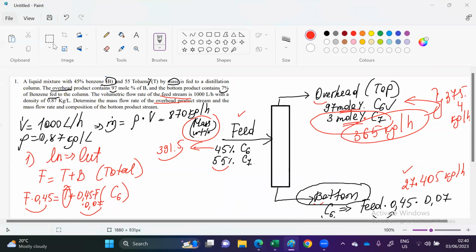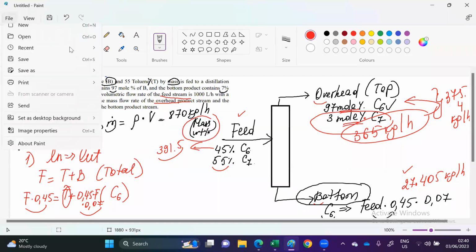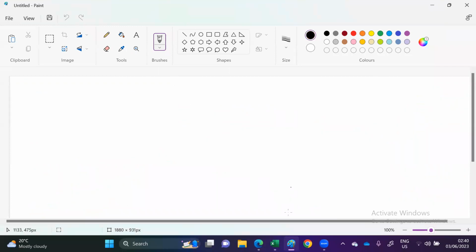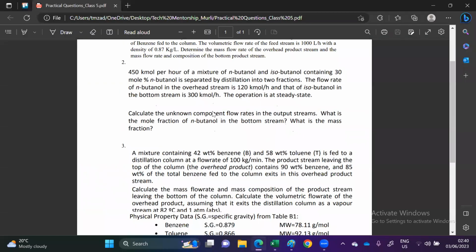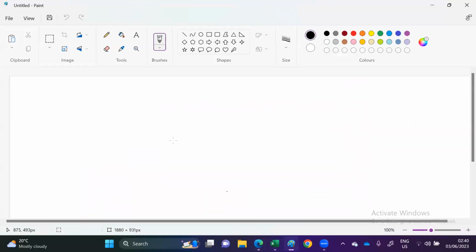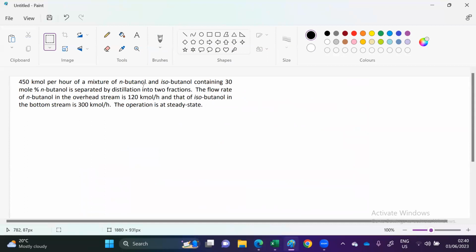So I am opening the new file. New file, don't save it. Okay, second question. Take this one. Okay, take again the lecture, right? Okay. 450 kmol per hour of N-butanol and isobutanol containing 30 mol percentage N-butanol, normal butanol, is separated by distillation into two fractions.